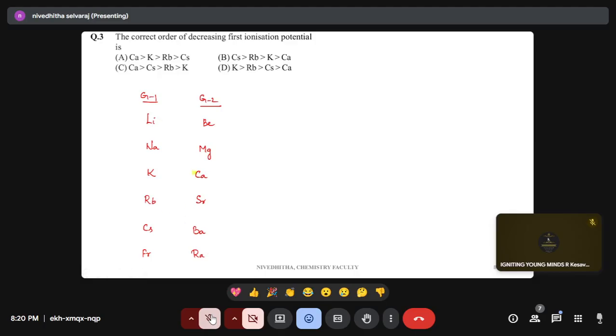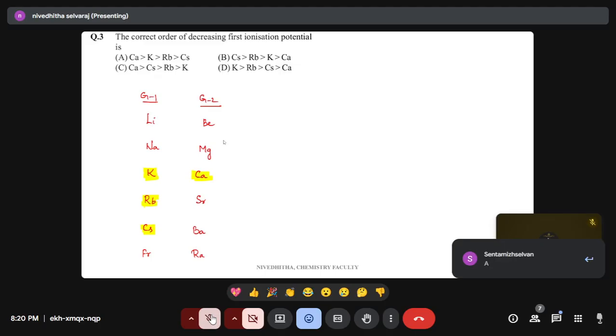Where is calcium? It is here. Rubidium, cesium, and potassium. Now tell me the order. We know as we move from left to right in the periodic table, ionization energy increases, and as you move down the group, ionization energy decreases. That is a clue. And I've given you the position also. Now tell me the right order.